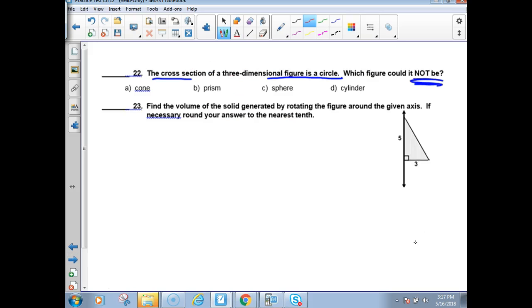All right, 22. If you did the cross section of a 3D figure, which means cut it with a plane, and it came out that it was a circle, which of these figures could it not be? If you're going to get a circle from a cross section, that thing has to be curved. So it had to be the prism, because a cone is curved, a sphere is curved, and a cylinder is curved. Those would all give you circles if you cross section them in a certain way.